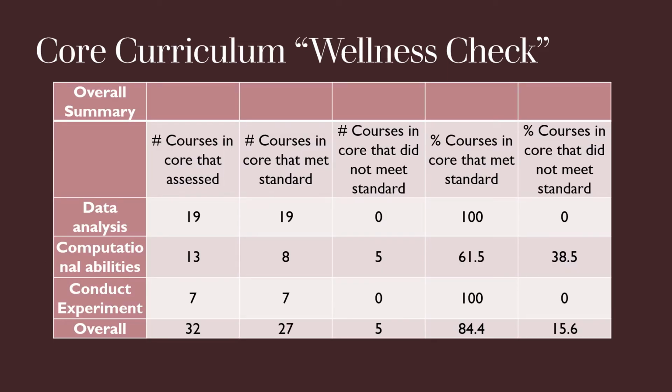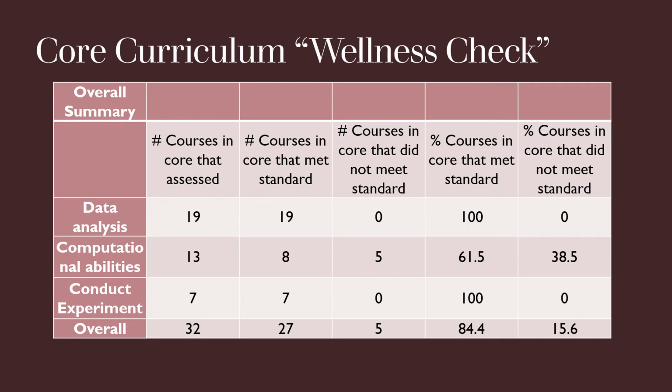This is a brief table that breaks down the results for the empirical and quantitative coding. If you look in the column on the far left, it shows you the 3 types of assessment that were conducted. 19 courses that assessed empirical and quantitative as a learning outcome had students conduct some kind of data analysis. 13 courses had students engage in some kind of computational activity, where they actually have to complete a setup and complete a math problem.